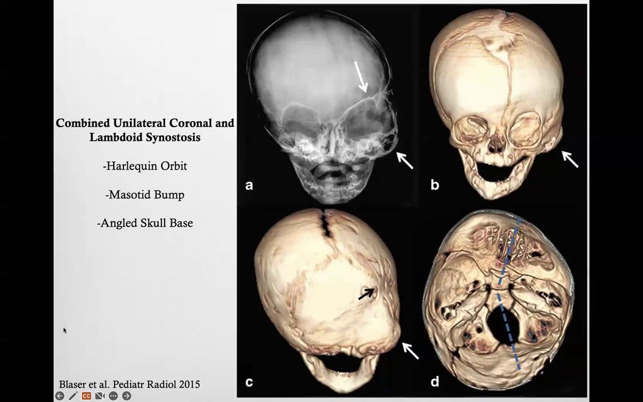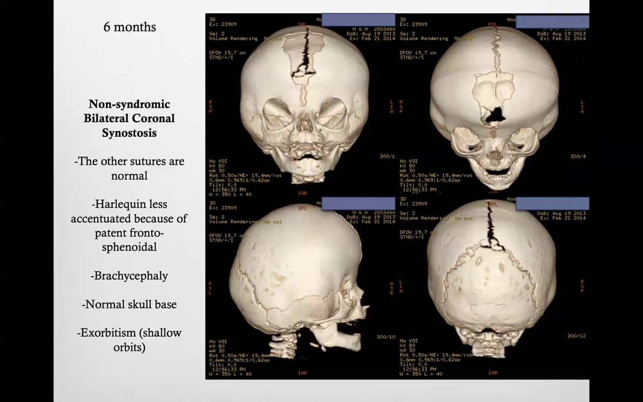And I would like to suggest this beautiful paper by Susan Blaser in Pediatric Radiology 2015 on this topic. Non-syndromic bilateral coronal synostosis, you can see the harlequin deformity is less accentuated, but again, diagnosis is easy. This 6 months old, the metopic is still open, but diagnosis is easy on the 3D reformat.